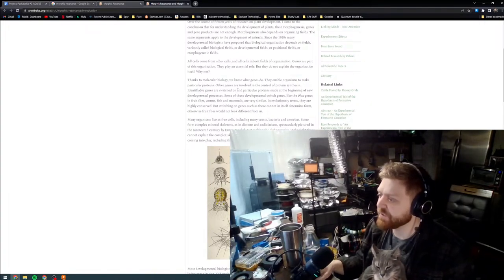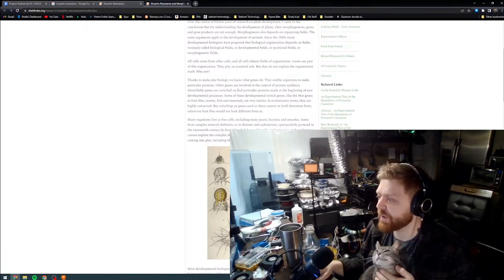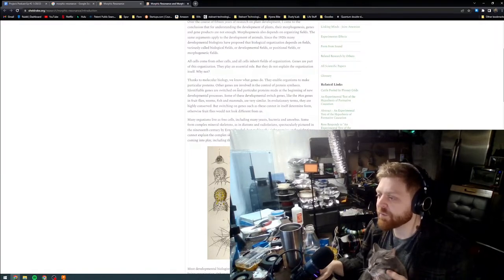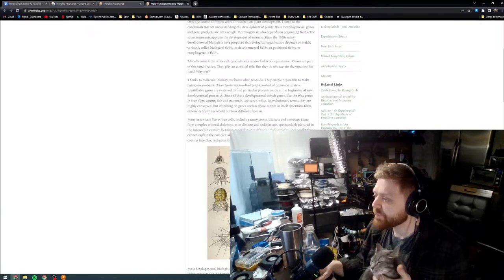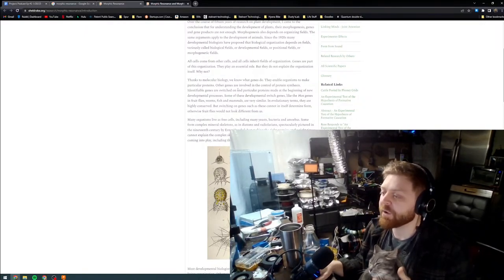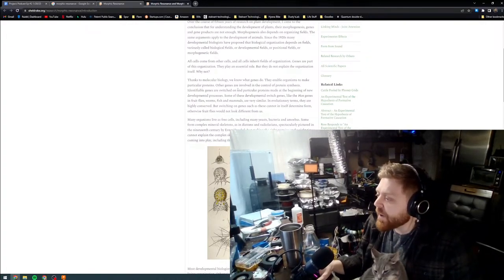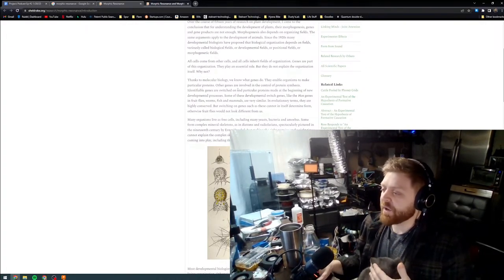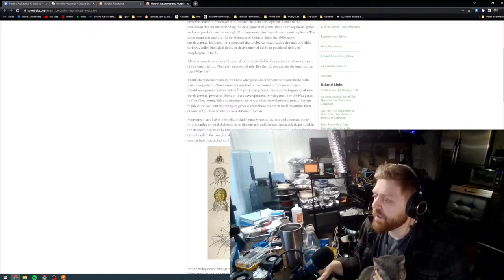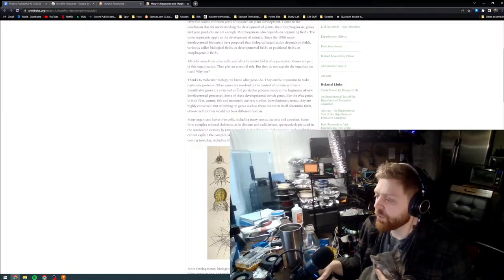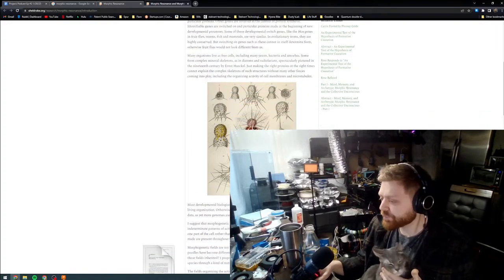Many organisms live as free cells, including many yeasts, bacteria, and amoebas. Some form complex mineral skeletons, as in diatoms and radiolarians, spectacularly pictured in the 19th century by Ernst Haeckel. Just making the right proteins at the right times cannot explain the complex skeletons of such structures without many other forces coming into play, including the organizing activity of cell membranes and microtubules.